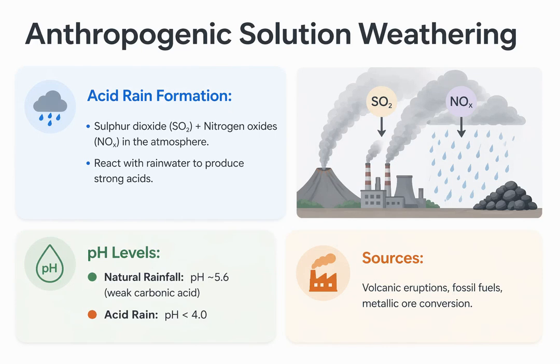Human activity has drastically accelerated solution weathering through anthropogenic means, primarily acid rain. Natural rainfall is already slightly acidic, with a pH of about 5.6. However, when industrial emissions like sulfur dioxide and nitrogen oxides mix with atmospheric moisture, they create much stronger acids, dropping the rain's pH below 4. This highly acidic rain attacks and dissolves stone structures and natural rocks at an unnaturally rapid pace.